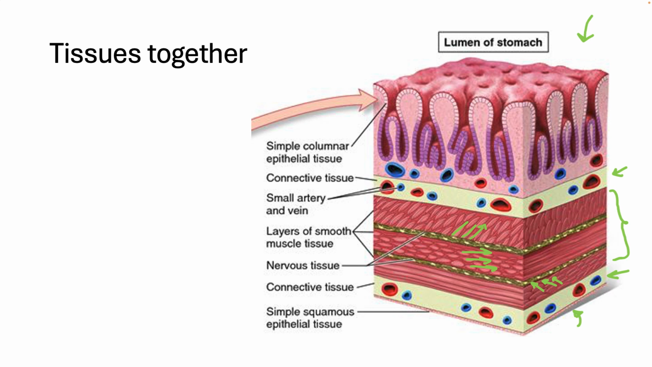In this manner, the tissues that make up the walls of this organ go from inside to outside: epithelial, connective, muscular, nervous, muscular, nervous, more muscular, connective, and then on the outside, more epithelium. A perfect tissue sandwich.